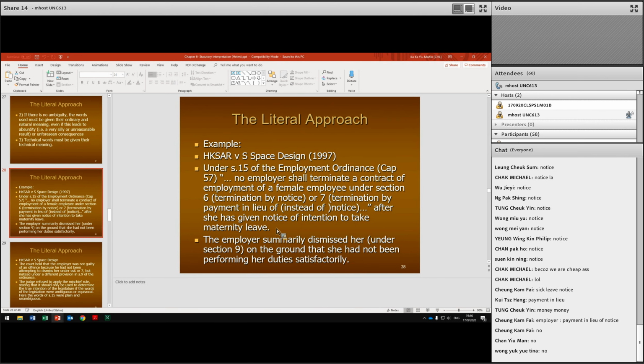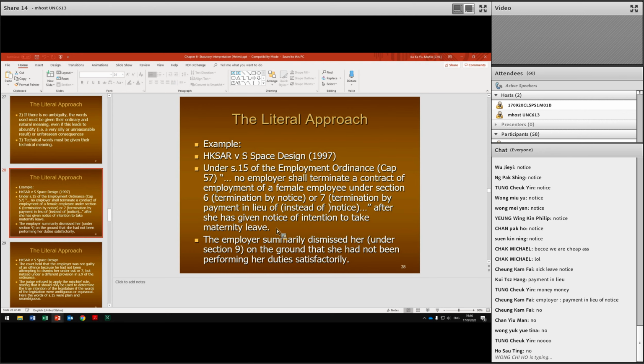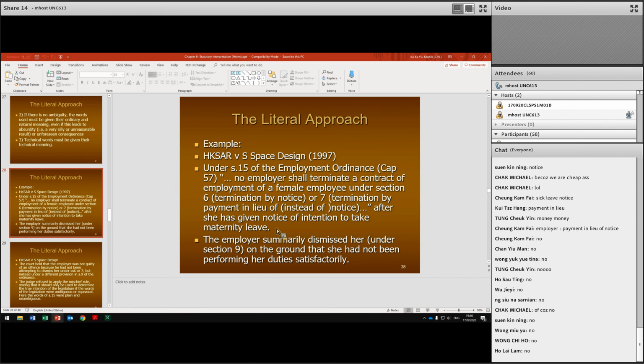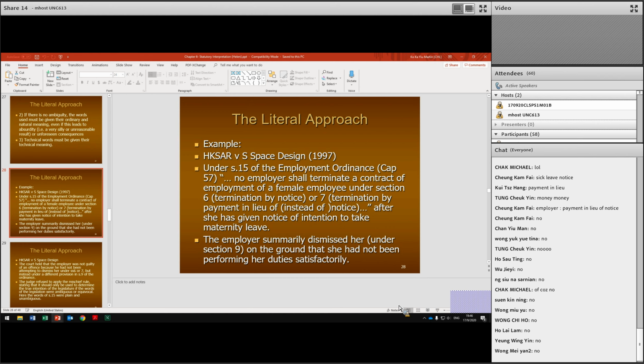Do you think the employer can terminate the employment when he knows that the employee is pregnant? Most people say that it should be no. The employer should not be allowed to do so, because we have to protect the pregnant employee. The female employee will enjoy maternity leave of around 10 weeks.